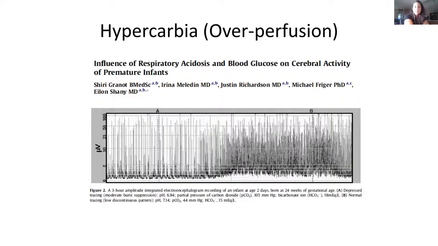This is another great paper by Dr. Shany's group from Israel. And this is looking at a small baby, a 24-weeker, 2 days of age. So we could almost imagine the brain basically shutting down here, and then an improvement once we correct the blood gas. So just again, remembering that the function of the brain is so dependent on these metabolic factors that when we look at aEEG, there's maybe more under the surface than just the pattern itself, thinking about all these influences that really exist.